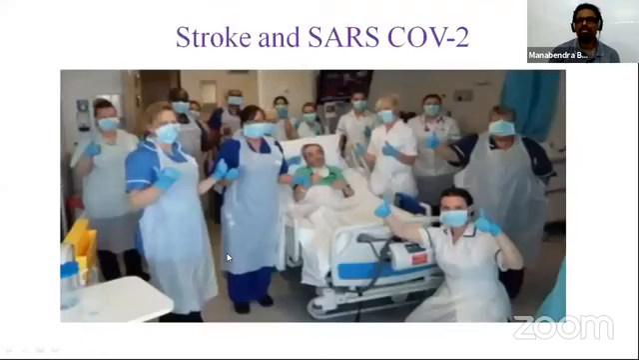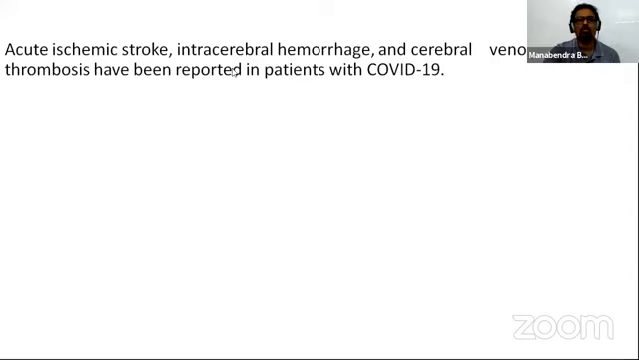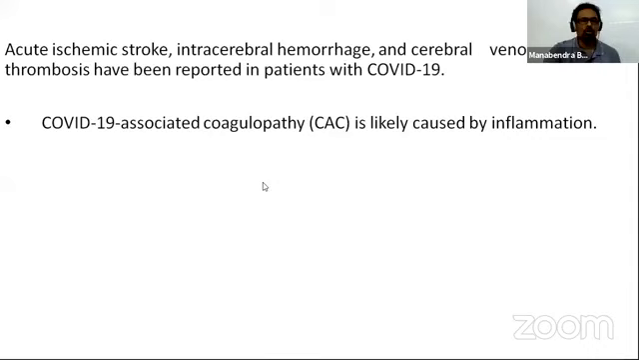Stroke is a very important thing, as neurologists we are very much concerned about stroke. In spite of the fact that with the coronavirus SARS-CoV-2, a huge number of stroke patients has not been documented. There is not a very good number of patients. But as neurologists, we spend most of our time dealing with stroke patients, so stroke is very important to mention. There is a wide range of cerebrovascular manifestations like acute ischemic stroke, intracerebral hemorrhage, and cerebral venous sinus thrombosis, all documented here. And what are the mechanisms of the strokes? These patients have multiple comorbidities and multiple risk factors, and these can be the source of the stroke.